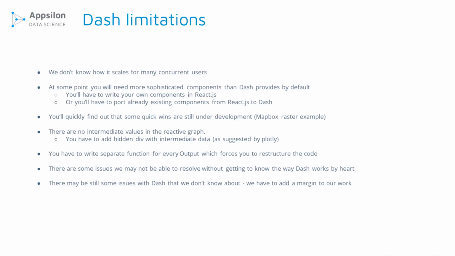Right, we're slowly getting to the end. I showed you the threading, and let me just sum up the limitations that we have. So we are not sure yet how it's going to scale for many concurrent users. We've seen during the examples, or when running the performance test, that it is not behaving in a perfect way. At some point, we are going to need more complex components, so we are not going to avoid writing our own components in React and HTML, which is not bad.